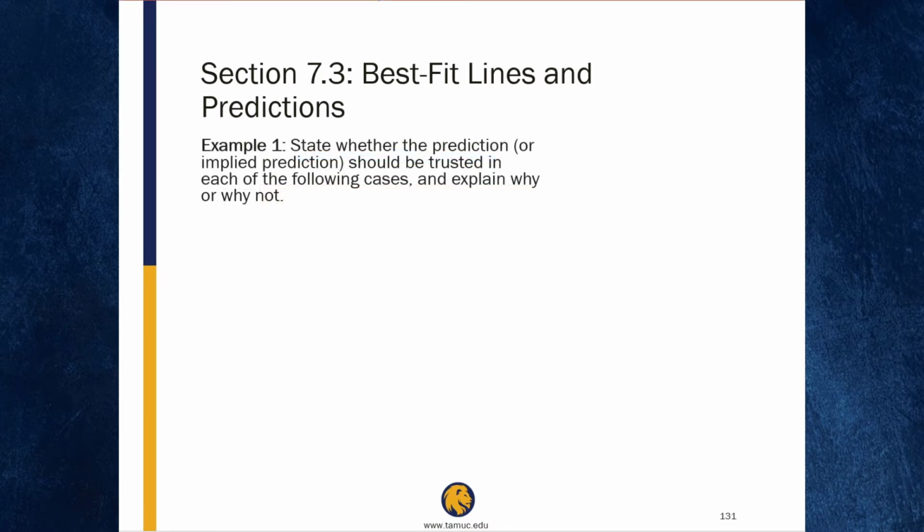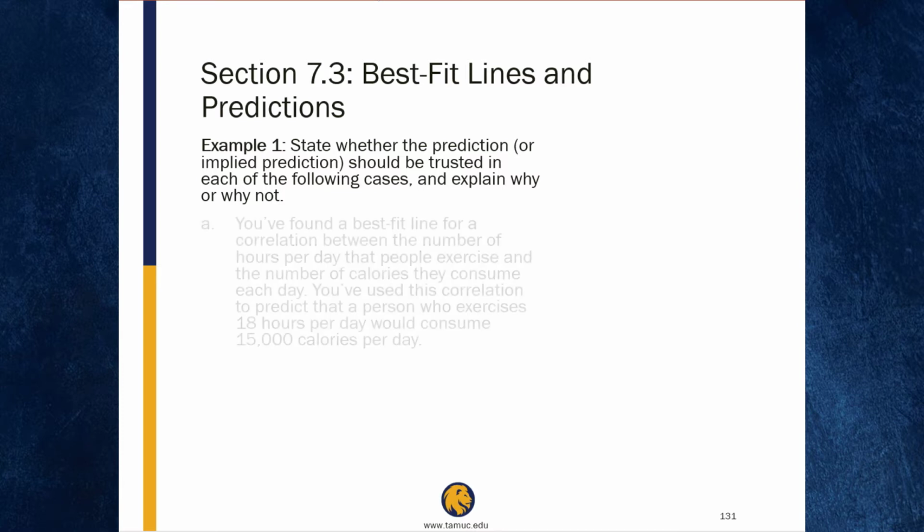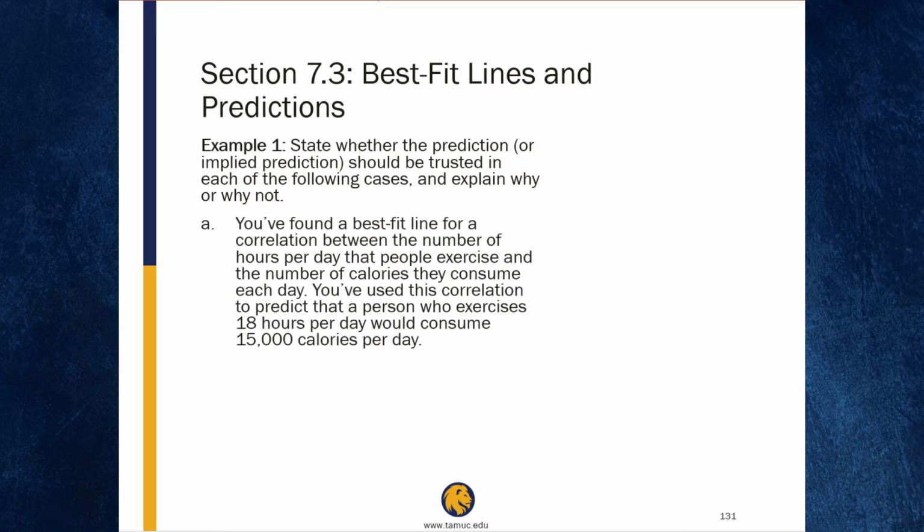In this example, we're going to look at a few scenarios and look at whether the prediction or implied prediction should be trusted, and explain why or why not. First situation here, it says you found the best fit line for the correlation between the number of hours per day that people exercise and the number of calories they consume each day.